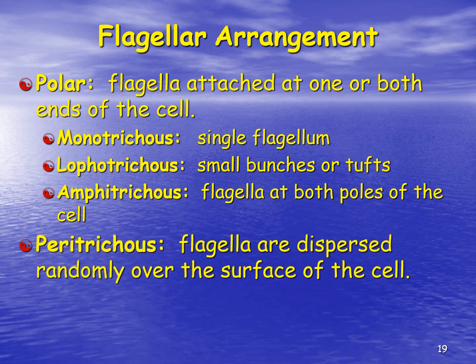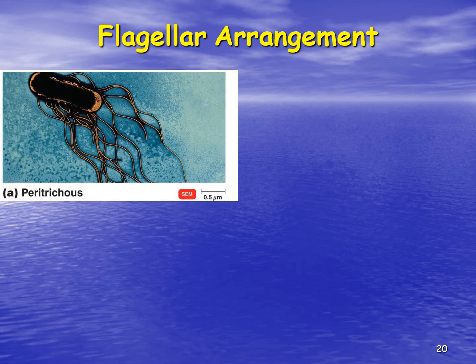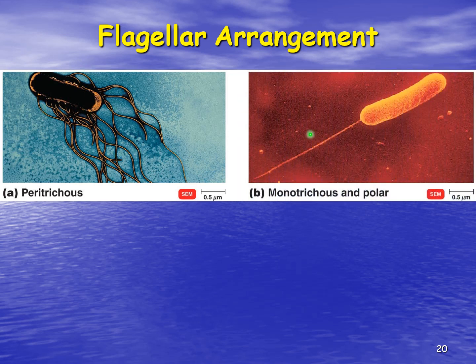The fourth arrangement of flagella around bacteria is what we call peritrichosis. And this is where the flagella are dispersed randomly over the surface of the cell. So here's what these look like. So peritrichosis, here's our cell, and these flagella are just kind of located all the way around the cell. Monotrichosis, it's on one end, it's single, so the mono. So we usually say they're monotrichosis and polar, even though we really don't need to say that because we know it's on one end and that's it.